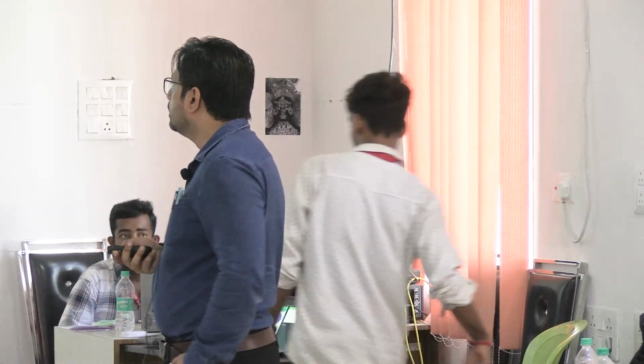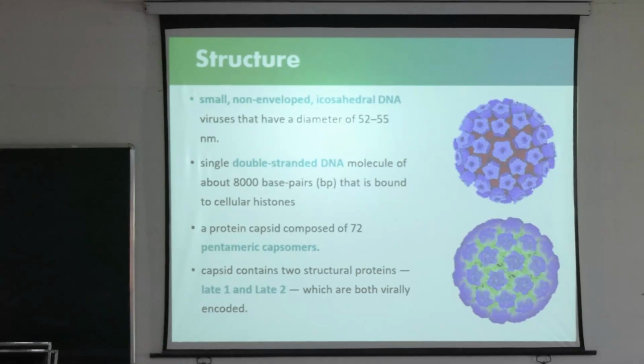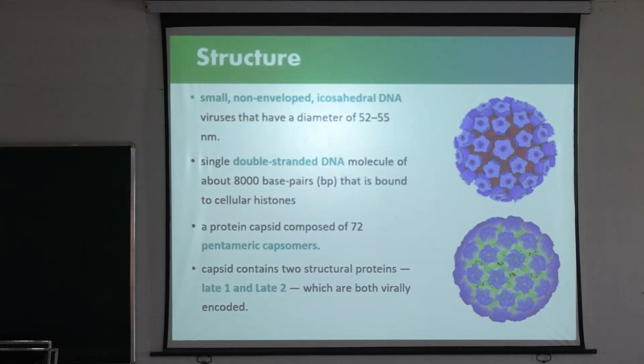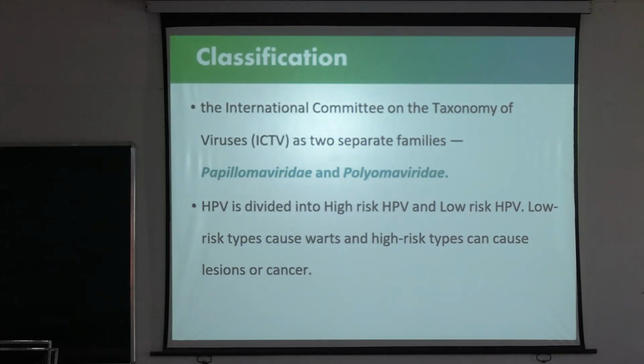So basically the common name is warts, but mainly the causative agent is human papillomavirus. This is the microbiology part, not much important, but mainly it is a double-stranded DNA virus, and the diameter is 52 nm. These are not that important. While writing the short note, you can write it is a single double-stranded DNA molecule of 8000 base pairs. It belongs to two separate families, one is Papillomaviridae and one is Polyomaviridae.